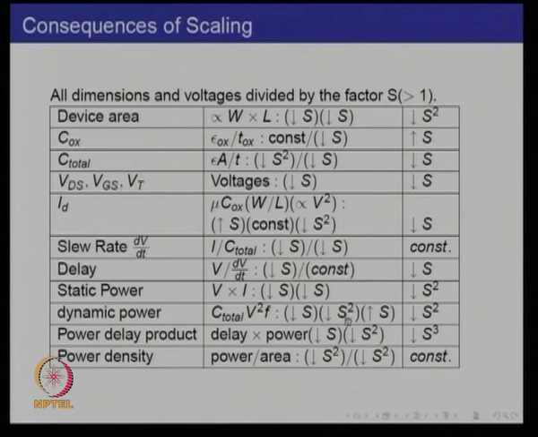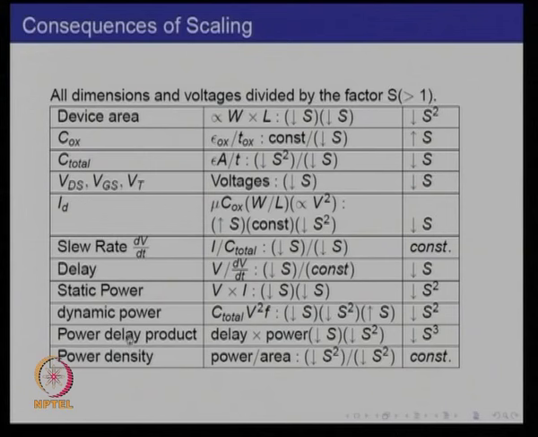V squared goes down by S squared and the frequency goes up by S because the delays have gone down by S. So, we are going to operate our transistor at higher frequencies. Even at this enhanced frequency, you can see that the dynamic power also scales down by S squared. Therefore, total power, which is the sum of these two, will also scale by S squared.